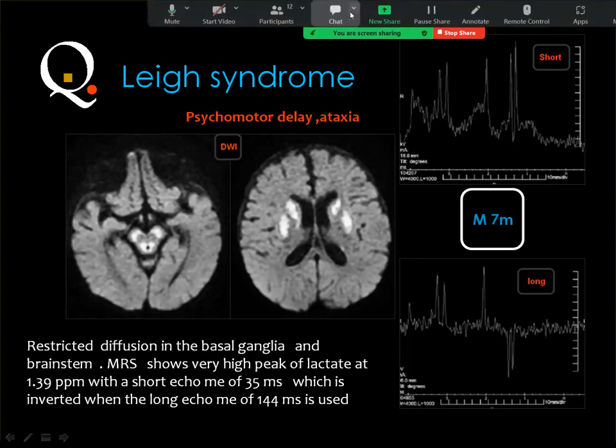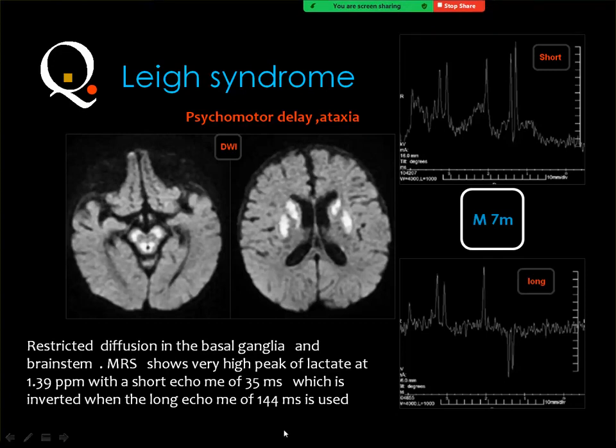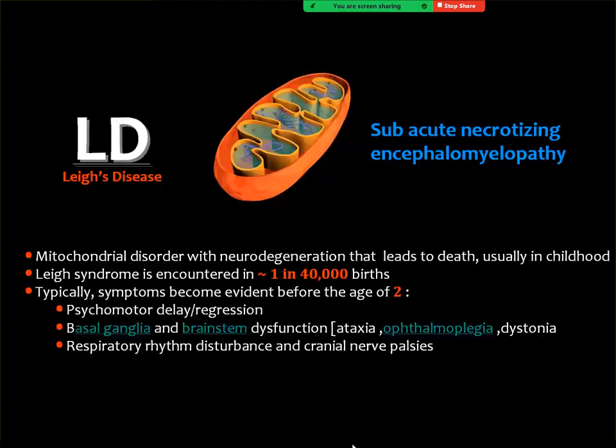Of course, I am not controlling the appearance of the answer, but this is Leigh's disease, and the MR spectroscopy showed the prominent feature of the high lactate peak, which will be inverted in the long TE sequences. And you know that Leigh's disease is a mitochondrial disorder with neurodegeneration that may lead to death, usually in the childhood.